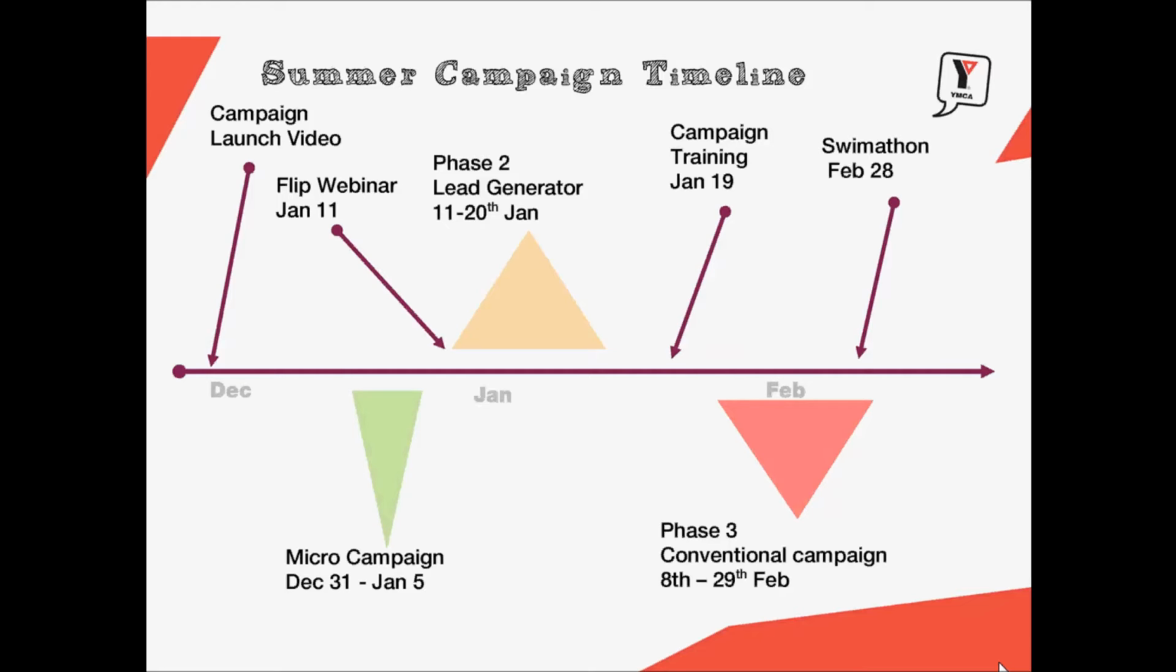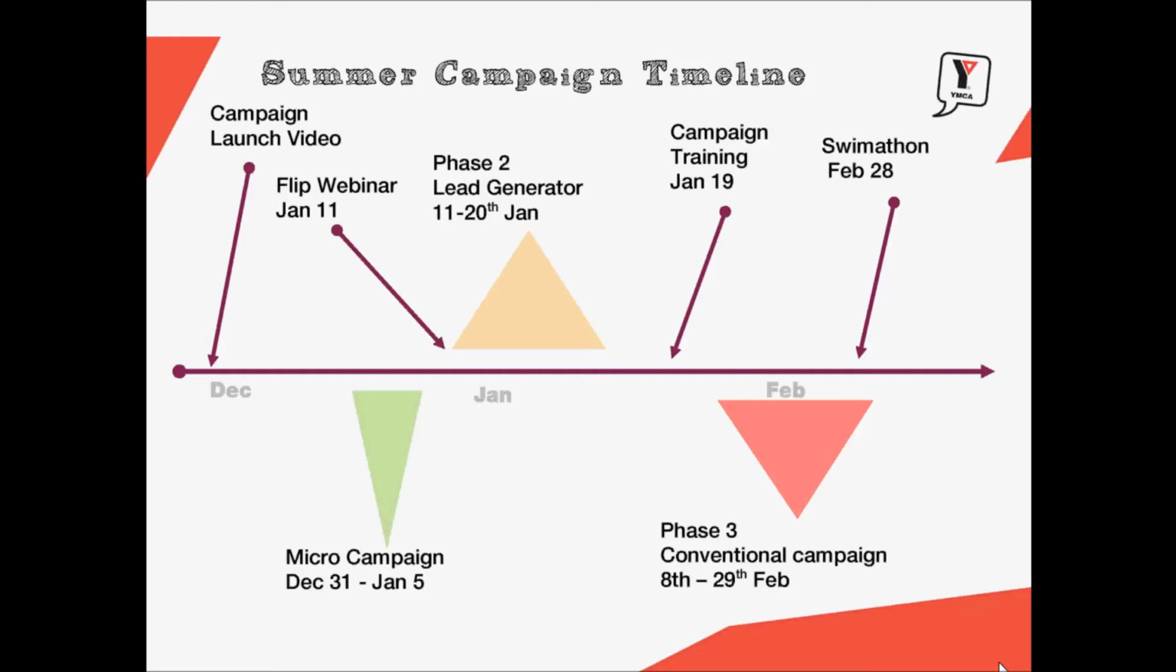So you can see we're sending out the campaign launch video in late December before we jump into the micro campaign, which is something we've been running for the last couple of years, and that runs for 6 days through the start of January. We've got phase 2, which is the lead generator activity. You would have seen these before as well. Often we'll run a lead generation activity and then a more conventional campaign right on the back of the lead generator to try and close out as many of those leads as possible.